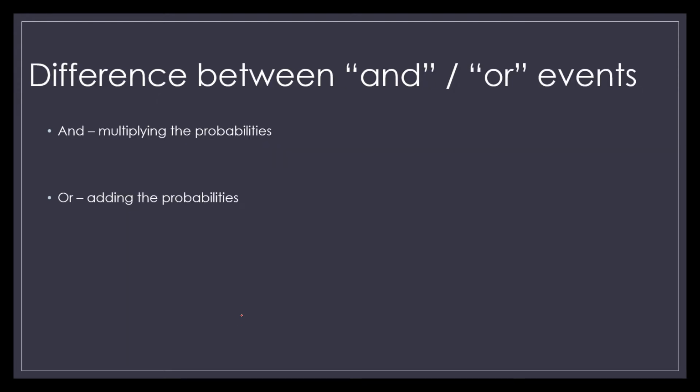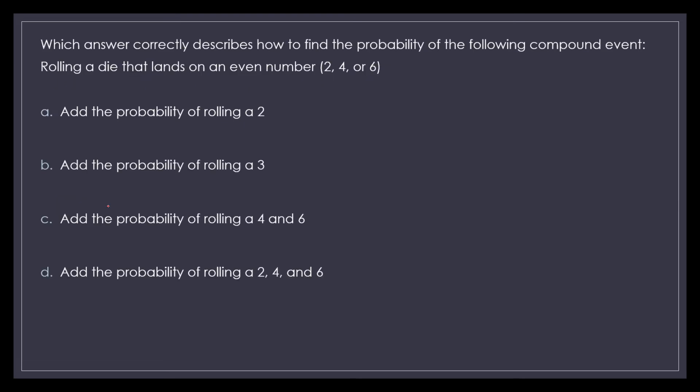Okay. So the difference between and or. There's a huge difference here when you're asked a probability question with and versus or in your question. When you are asked a probability question with and, you are multiplying your probabilities. And when you are asked a question with or, that means you are going to be adding your probabilities. We're going to do a few examples like this, so you'll see what I mean in just a second.